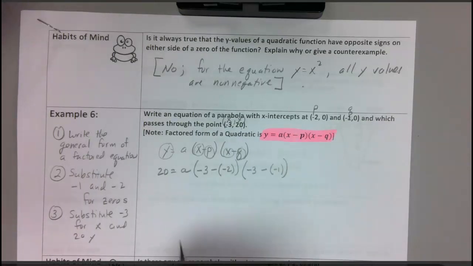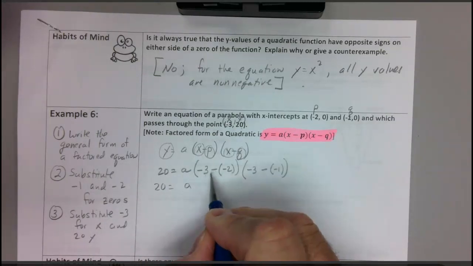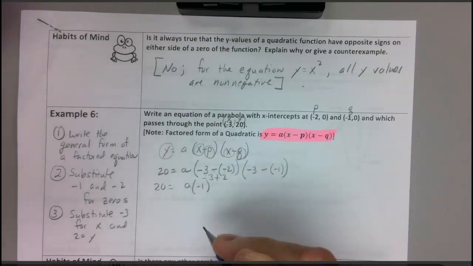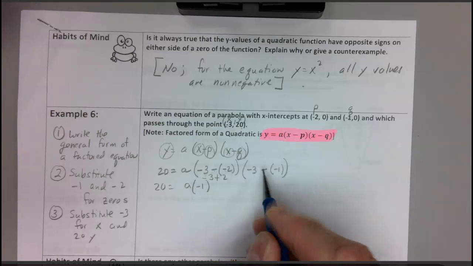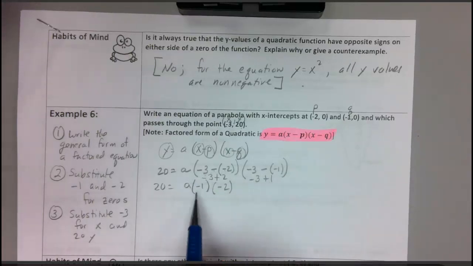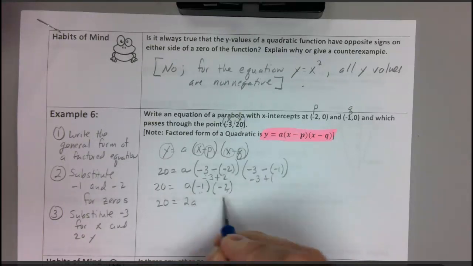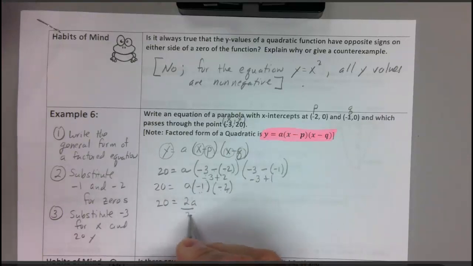So that gives me 20 equals a times -3, so that's going to give me -3 plus 2, because a minus, that gives me -1. Okay? And then -3 plus 1, which would be -2. So I'll multiply those two together, that would be 2a. I don't write a2. I write, this is -1, so I put the 2 in front, then I divide by 2, so I get a equals 10.